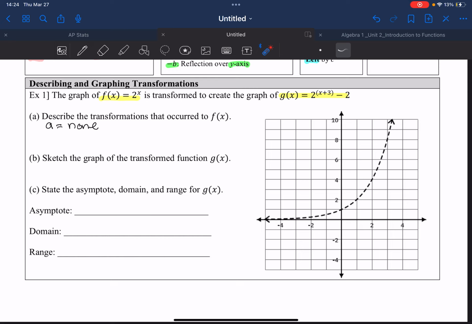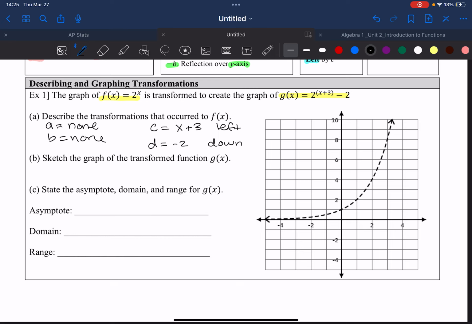If we were to see an a value, there would be something extra in front of that 2, so a value in maybe parentheses. Okay, b, there is no b value. So again, we'll put none. C, we see x plus 3, which means we're going to go left 3. And then d is negative 2, which means we are going to go down.